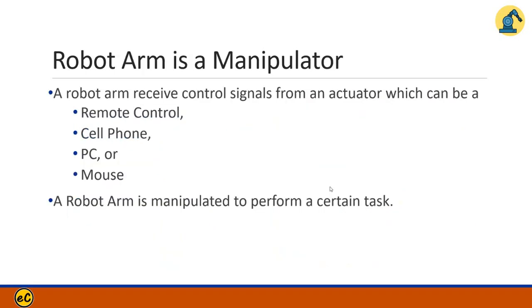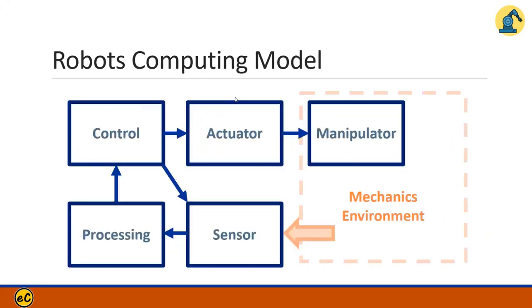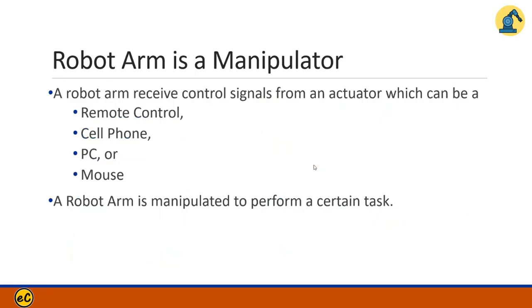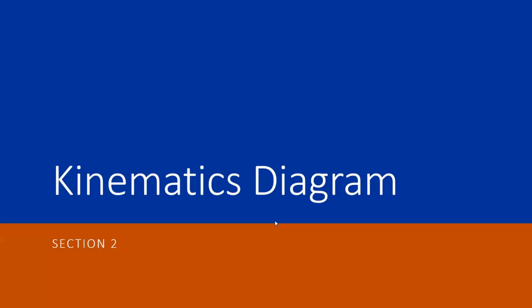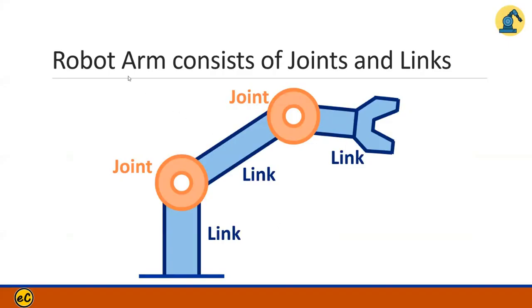I think we showed this several times. So the robot arm is itself the manipulator. Whatever, it can be controlled by cell phone, remote control, PC, mouse, whatever. Kinematic diagram is where you try to draw your robot in such a way.